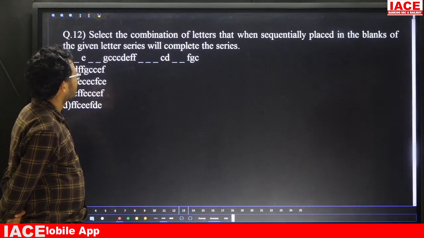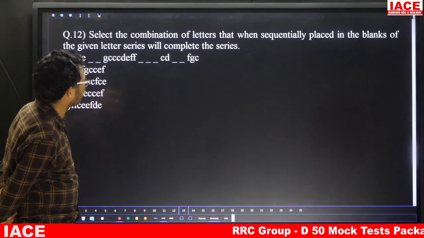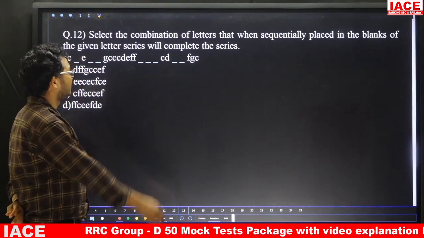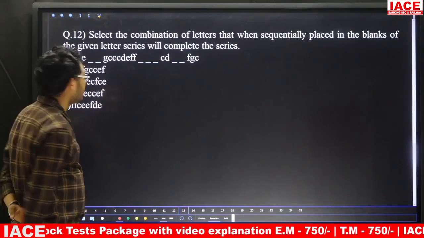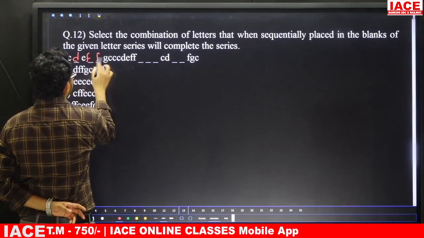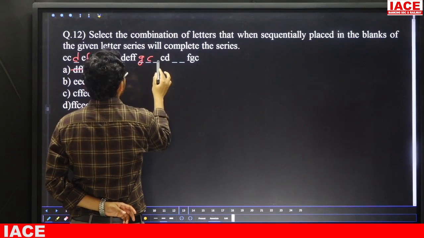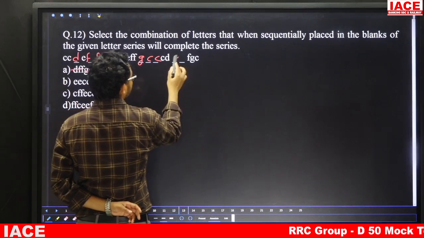Question number 12. Select the combination of letters that when sequentially placed in the blanks of the given letter series will complete the series. For this type of question, simply go through the options. Suppose we substitute the first option: D, F, F, next G, C, C, next E, F.